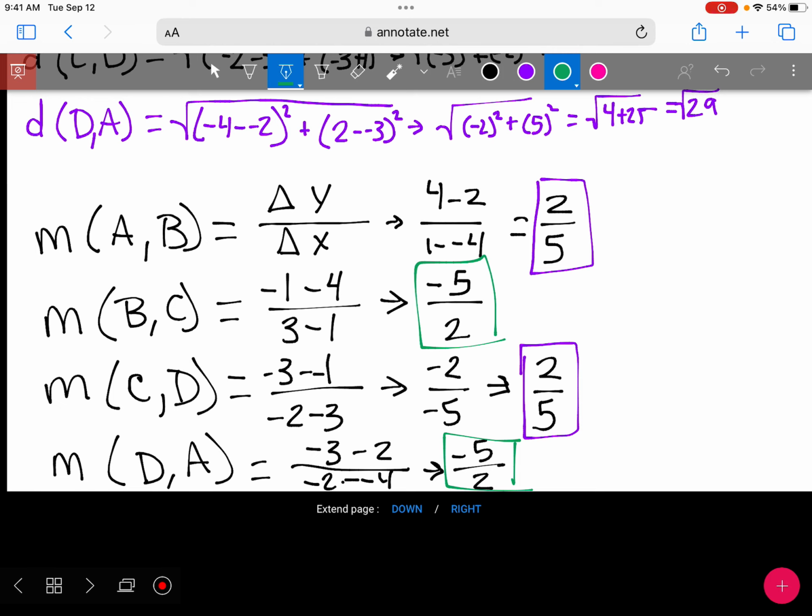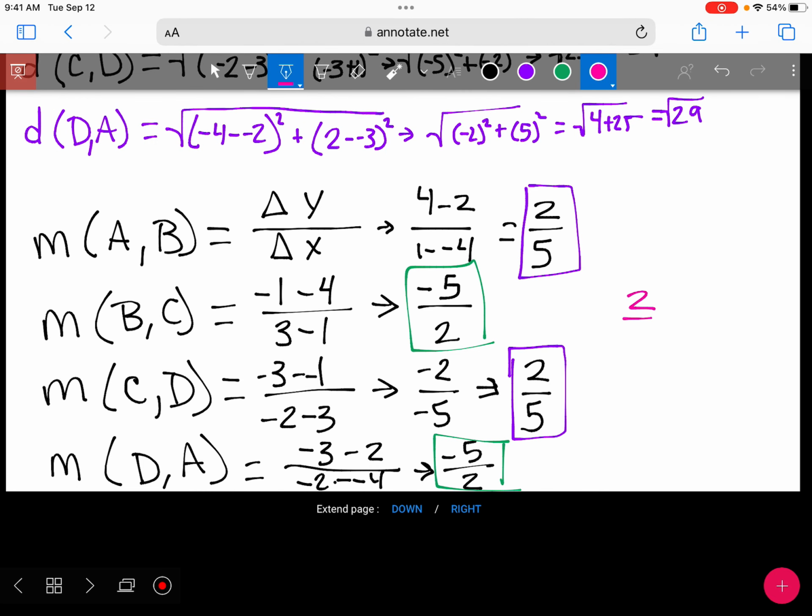How do we know that those are right angles? Opposite reciprocal proves right angle. What is the opposite reciprocal of 2/5? -5 over 2. So 2/5 is opposite reciprocal. Don't question me on spelling. -5/2, which proves perpendicular.